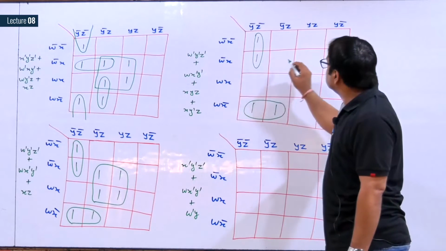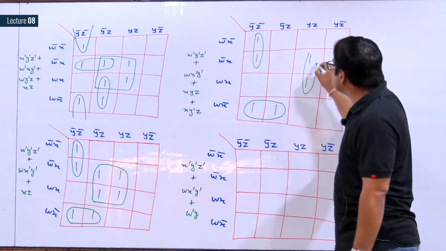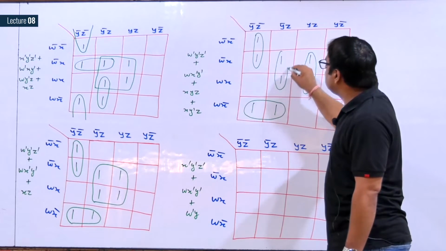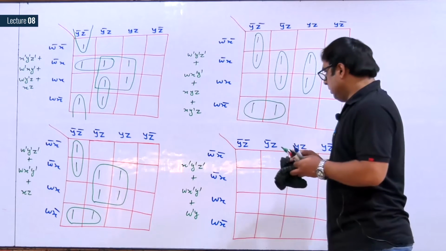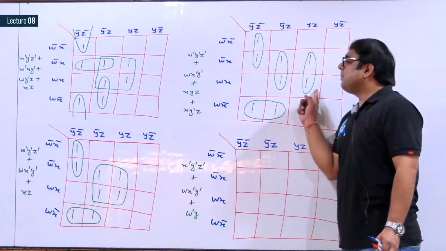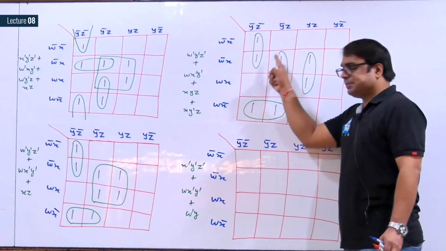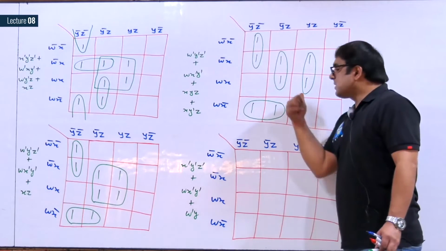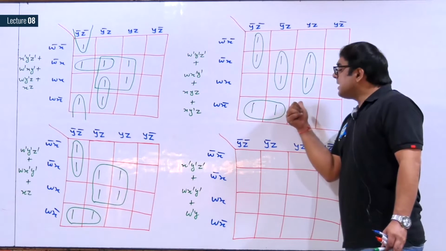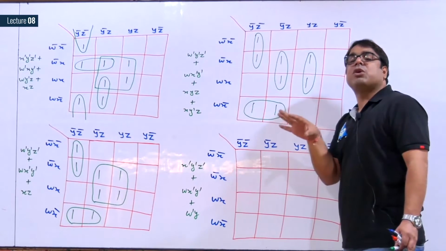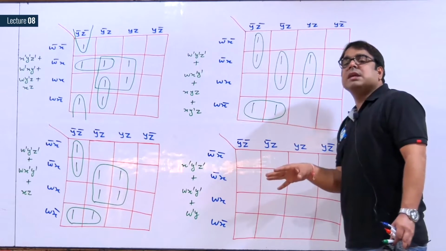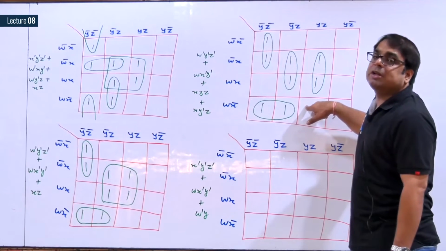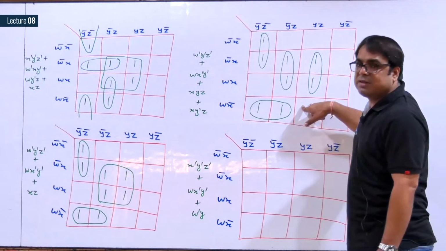X, Y, Z. This is X, Y, Z. X, Y complement, Z. Obviously, this will not give me the best grouping as it can come in a quad. But if someone has made this group, I cannot say he has violated any law. All the laws he has used correctly, but just the fact this is not the best possible grouping, due to which I will not get the minimized answer, obviously, that we have seen.